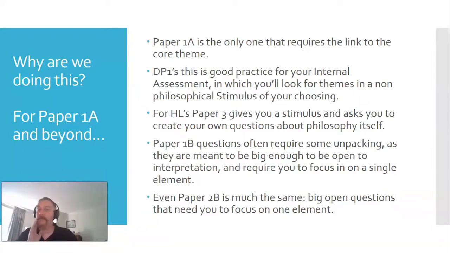For HLs, paper 3 gives you a stimulus and asks you to create your own question about philosophy itself. And it also requires an opening paragraph in which you talk about what issue you found in the stimulus and what you want to explore, and you have to generate a question. So it's useful for paper 3. Paper 1B questions, though a bit more focused, still sometimes require unpacking because they tend to be very big and you need to learn to focus down on just one aspect.